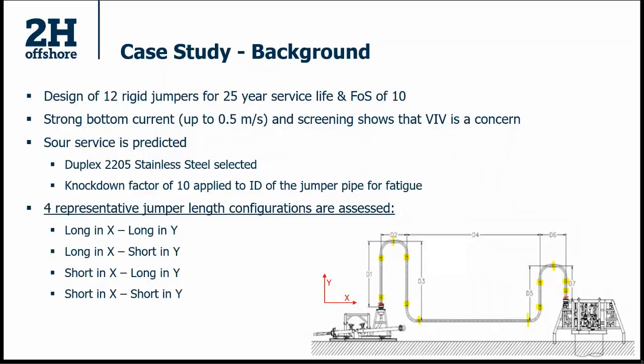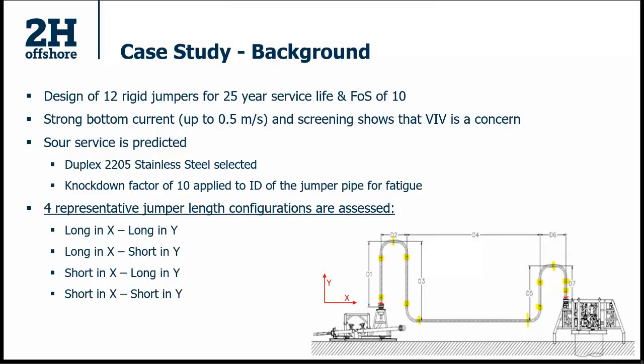Another thing to consider for us was the bottom currents in the field. Because of it being close to an escarpment, we are going to see bottom currents close to 1 knot in a 100-year event. And just based on that, and also considering the range of long-term currents, we knew that VIV was going to be a concern. And this was determined based on a screening study.